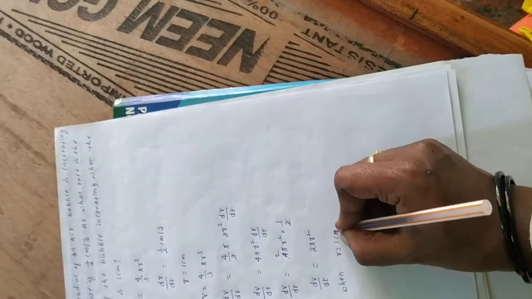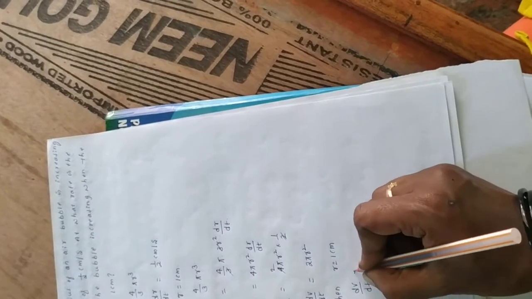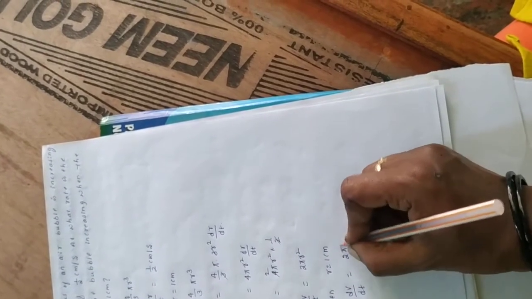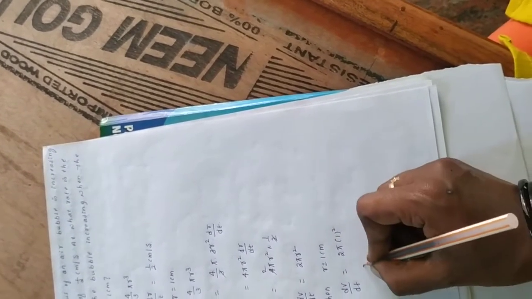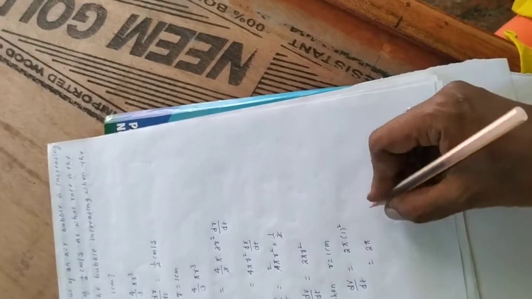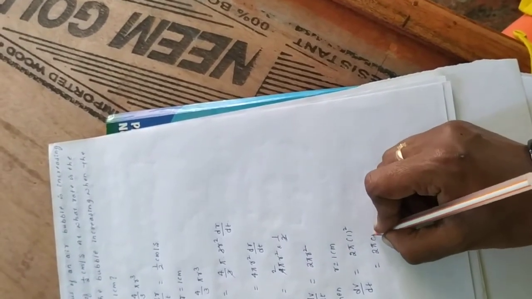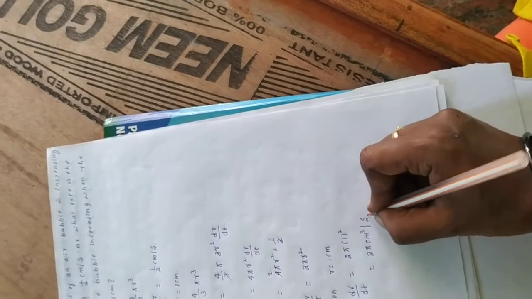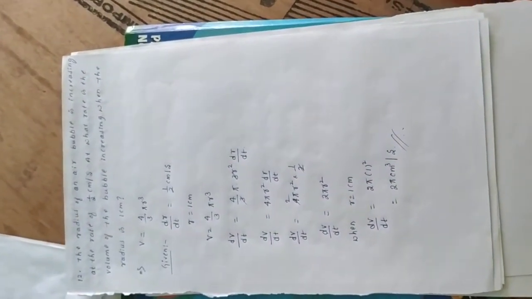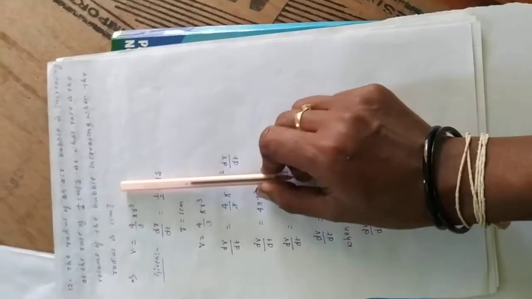Now, when the radius is 1 centimeter, the rate at which the volume increases is 2 pi centimeter cube per second. Understood this? Okay.